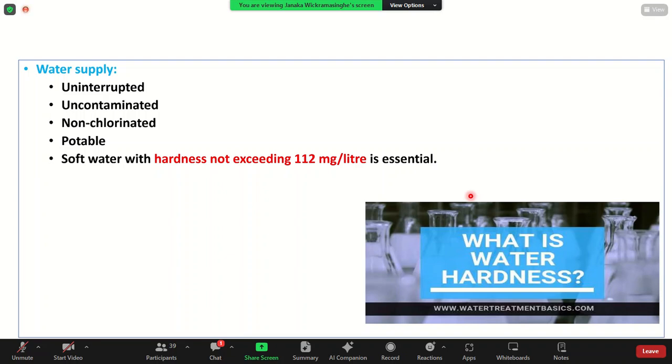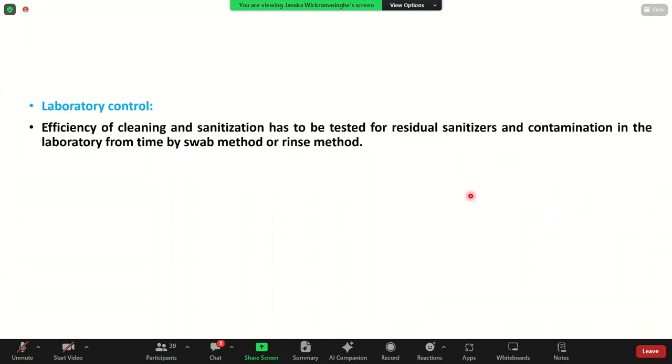So it should be uninterrupted, not contaminated, right? So we have to check every time. And chlorine in the water should be very minimum, right? Should not be chlorinated water, right? It should be potable and should have very easy access and not be hard water. Again, cool water should not be like that, right? And always we have to test through the laboratory. Whatever milk we collect, we have to test, right?